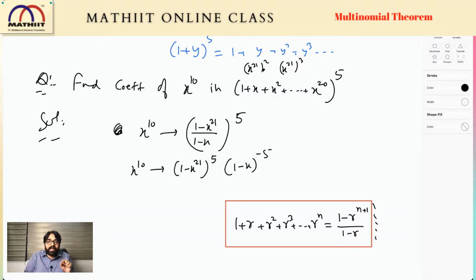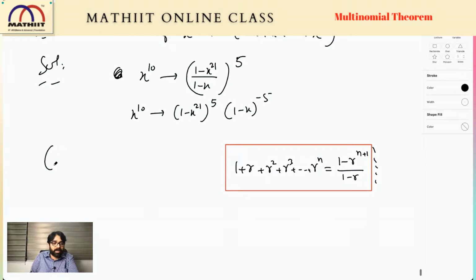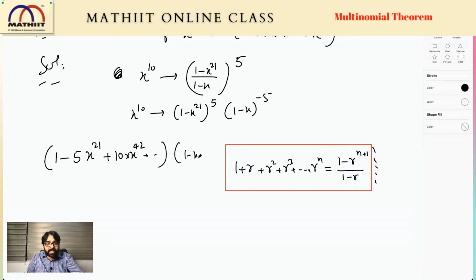Every term will contain like this, except one term, the first term. So can I reject those terms? Yes. Just for understanding, if you expand this one, you'll get 1 minus x power 21, 5 into something. Wait, full expansion is not needed. I'm just showing you x power 21 plus 5C2, 5C2 means 10 into x power 42, plus and so on, into 1 minus x power minus 5.